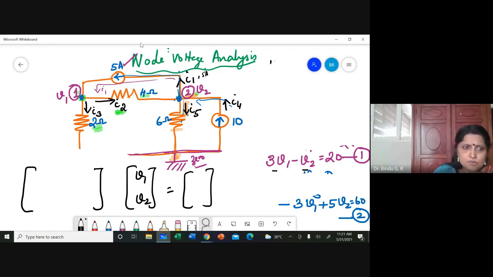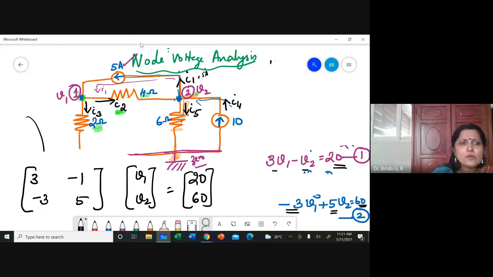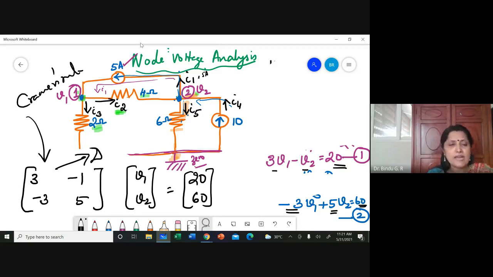3V1 minus V2, 3 minus 1, 20. Okay. Minus 3, 5, 60. Now you can use Cramer's rule and find out. What is Cramer's rule? This is delta. You find out the determinant value of that matrix, delta, which I'm not going to do now because of the time limitation. You have to do it.